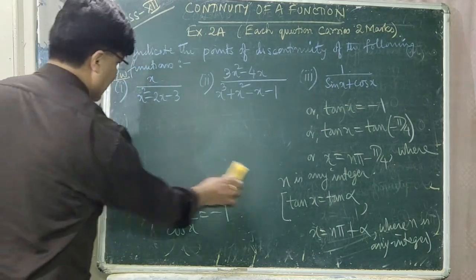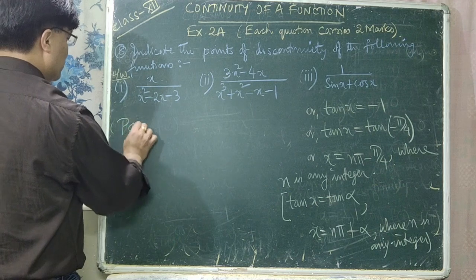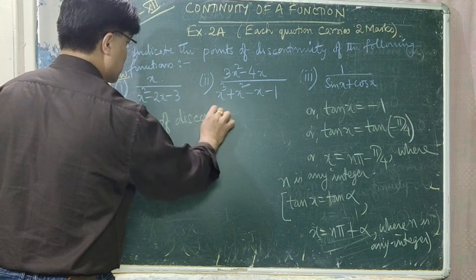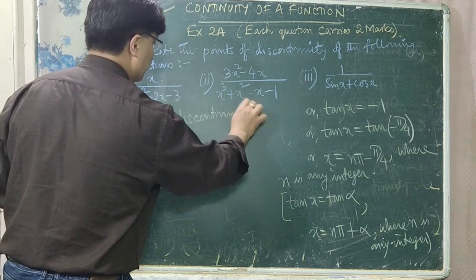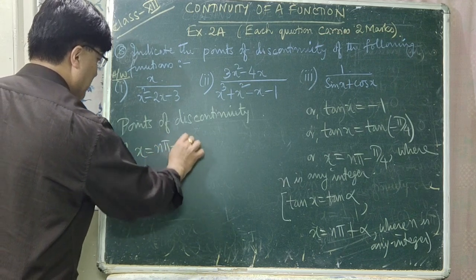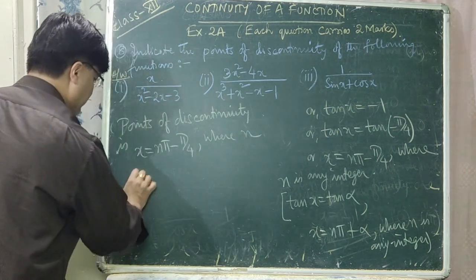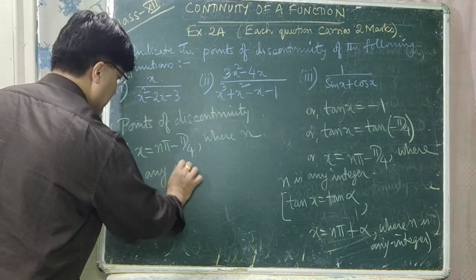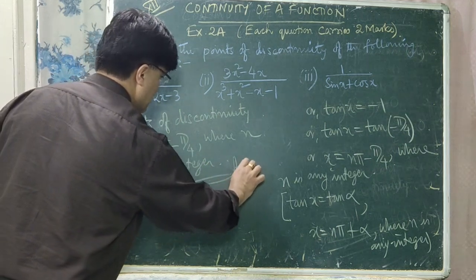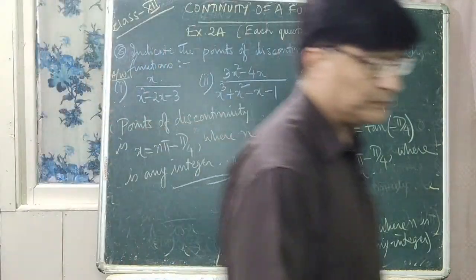So now let us write down the answer here. The points of discontinuity are x is equal to n pi minus pi by 4, where n is any integer. So this is the answer. You can copy it. Now we'll do the next question.